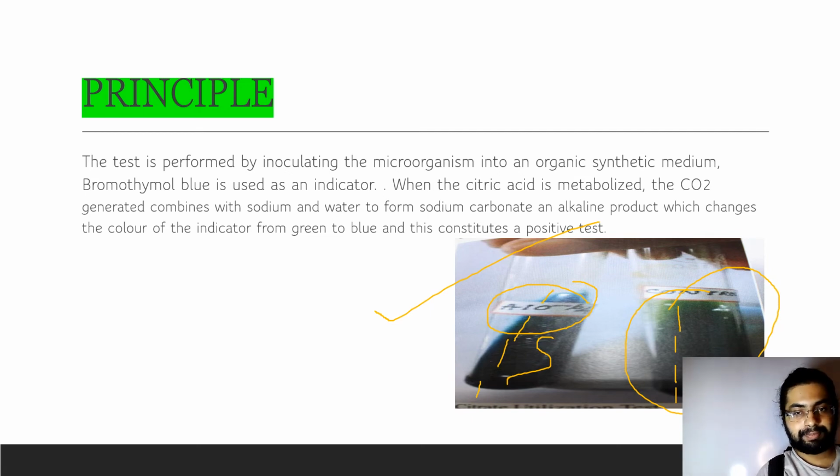You see, in control green remains as green, but here it changed from green to blue, so it means the citrate utilization test for this isolate is positive.